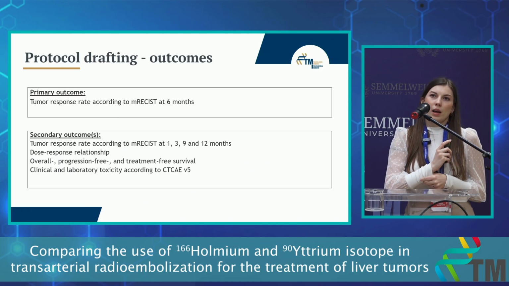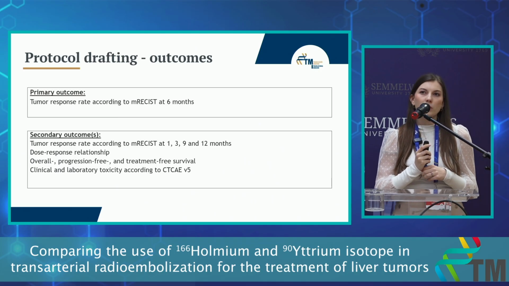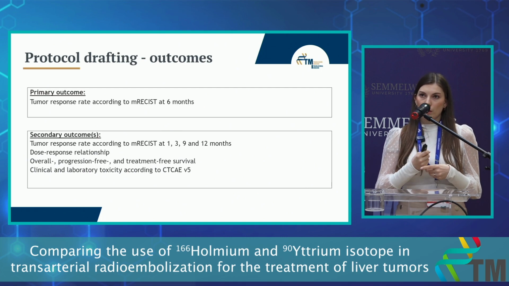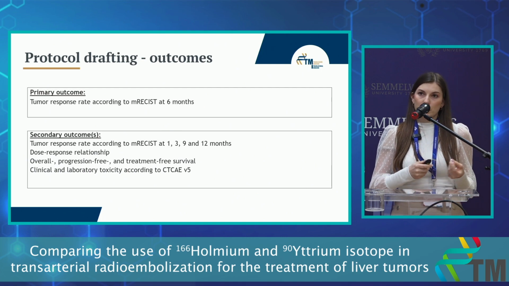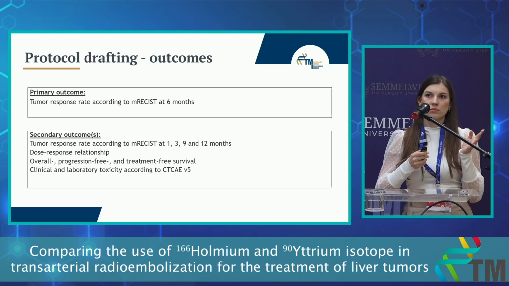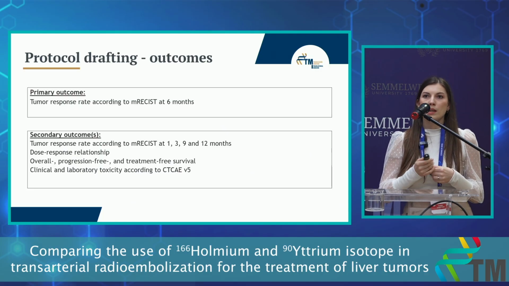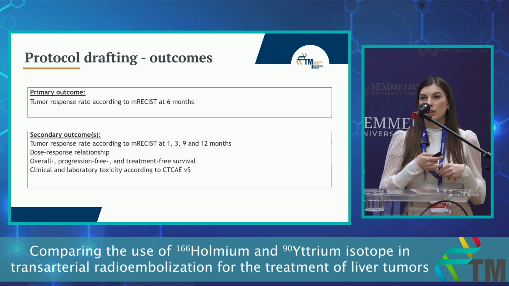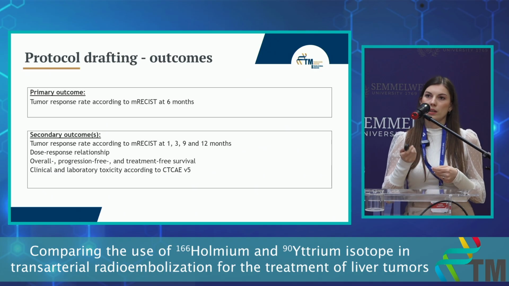Our primary outcome would be tumor response rate according to modified RECIST at 6 months, and our secondary outcomes would be tumor response rate at 1, 3, 9, and 12 months, dose-response relationship, survival data, and also clinical and laboratory toxicity according to CTCAE criteria.